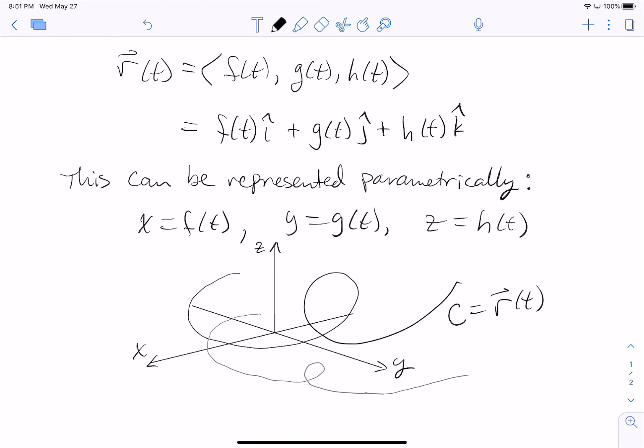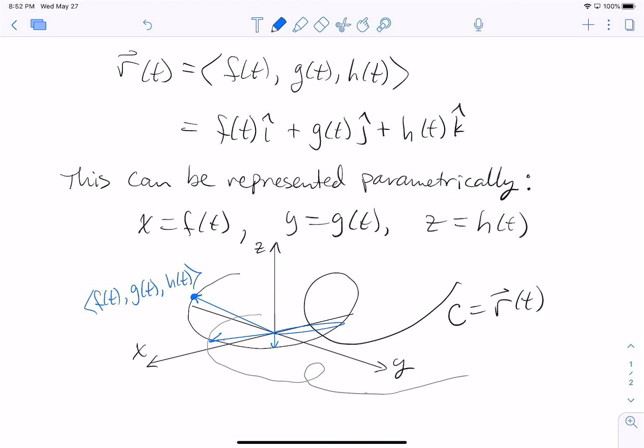And the idea is that for any particular value of t, we have a vector that in standard position has its tail at the origin, and its head will be a point on the curve. The vector itself is the vector <f of t, g of t, h of t>, but the point on the curve is (x, y, z), where x is f of t, y is g of t, z is h of t.